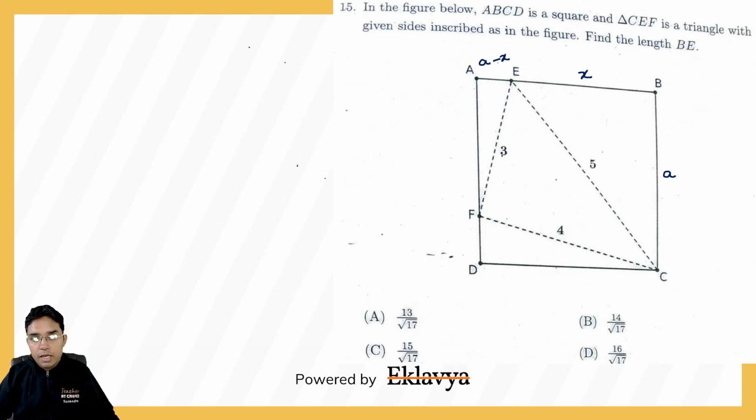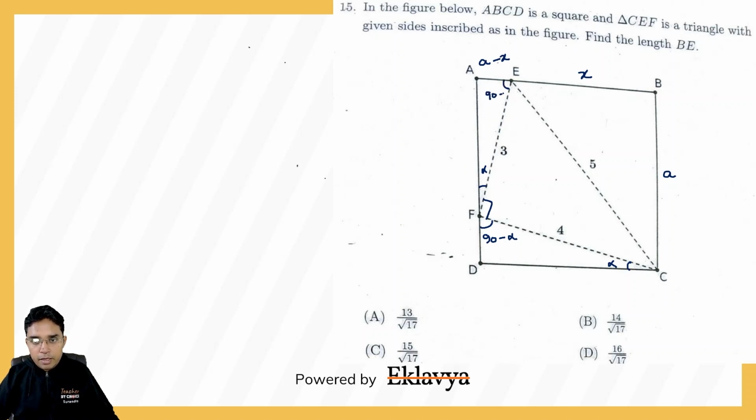Now you can see 3, 4, 5 is forming a Pythagorean triplet, so this angle will be 90 degrees. Now if I take this angle to be alpha, and this complete angle should be 180, here it will be 90 minus alpha. If it is 90 minus alpha, this angle will be alpha, and here also it is 90 minus alpha.